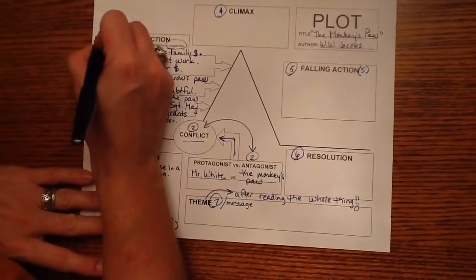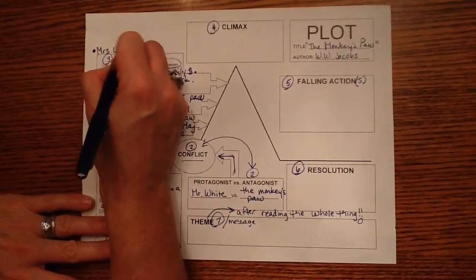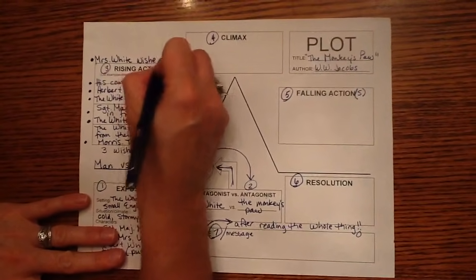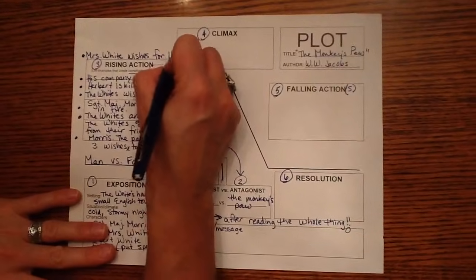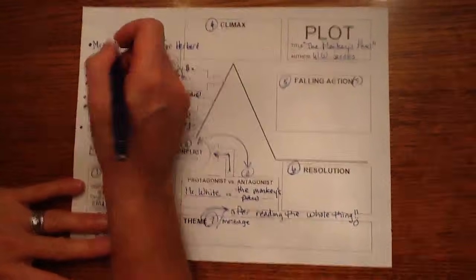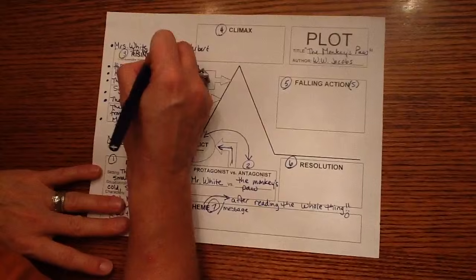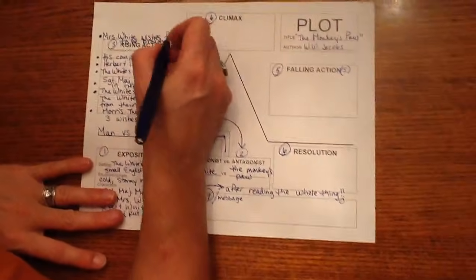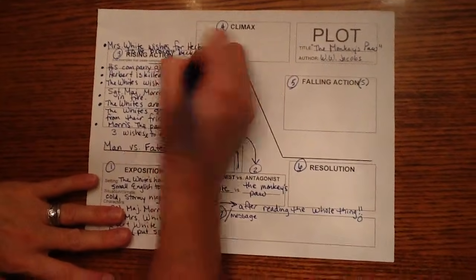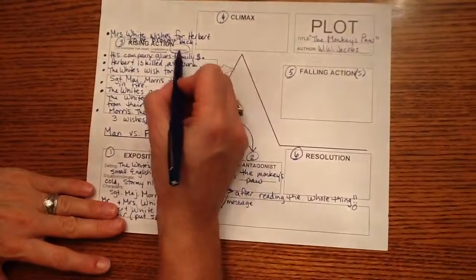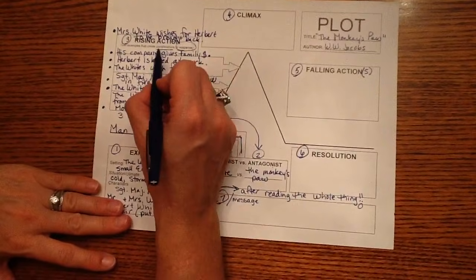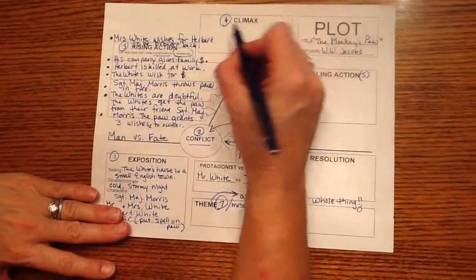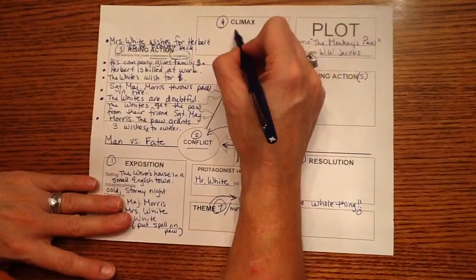So the last thing I put in here is that Mrs. White, as a result, she wishes for Herbert to be brought back, which makes a lot of sense. So she's very sad that her son has died, so she wishes for him to be brought back. And that's kind of where I put the rising action, because the suspense is building and it's continuing to get complicated.